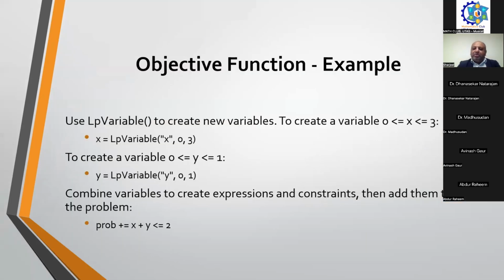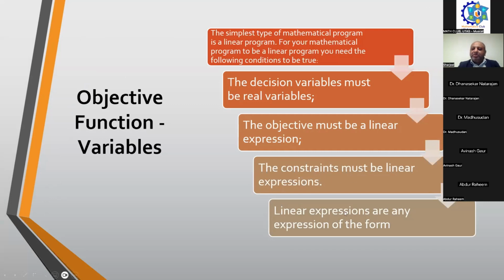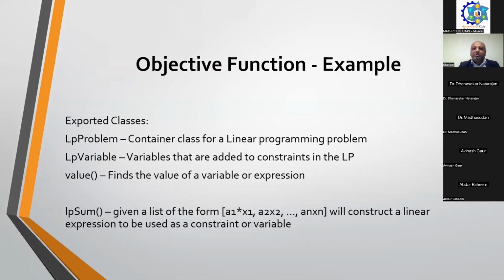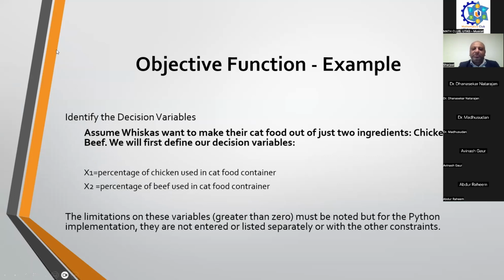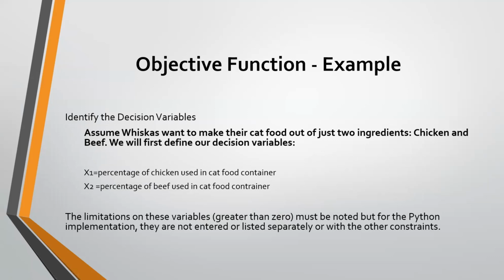So these constraints must be linear expressions. Linear expressions can be any expression of this form. So let me explain the different variables. We have decision variables like x1, x2. So I'm jumping over, so let's elaborate a little bit. These are basically decision variables. We write these variables in the form of linear expressions. So these are the variables and decision variables.